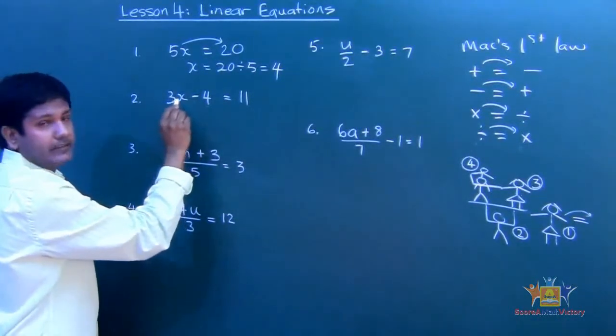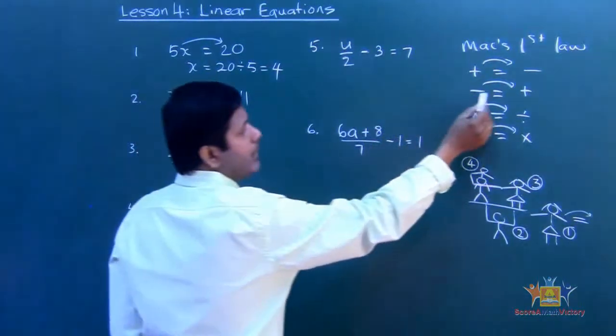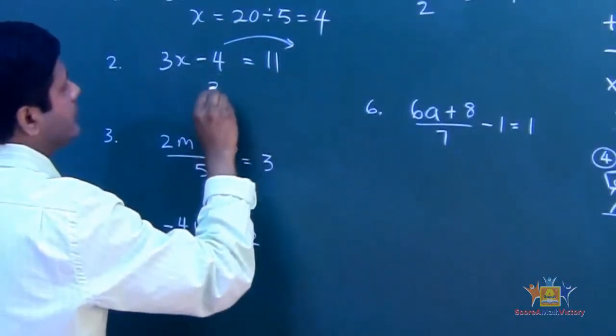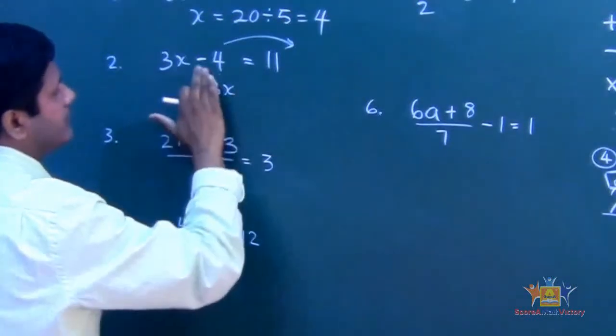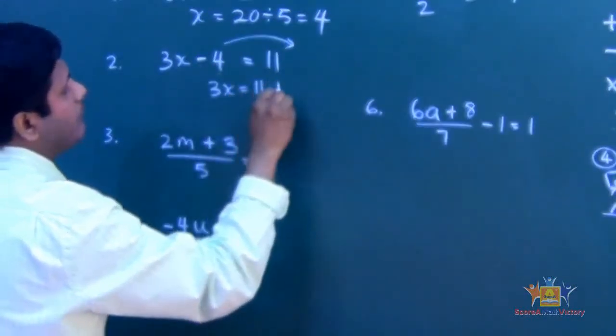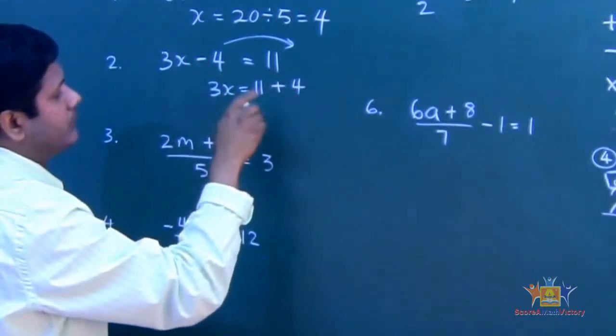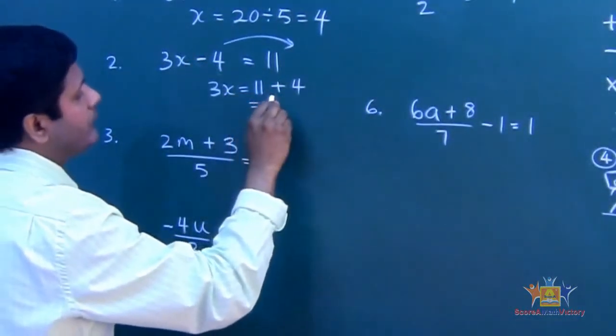What's 4 doing towards x? Subtracting, minus. Minus cross the bridge becomes plus. So we're going to take 4 across the bridge, and left is 3x because that's gone. 11 plus 4, because minus cross becomes plus. 11 plus 4 is 15, okay?